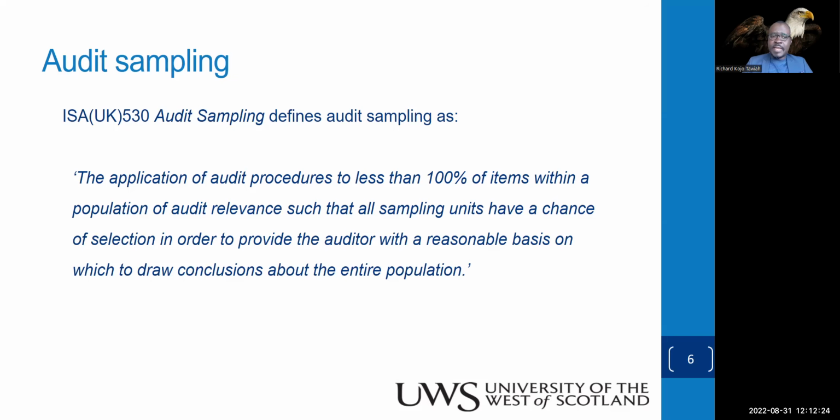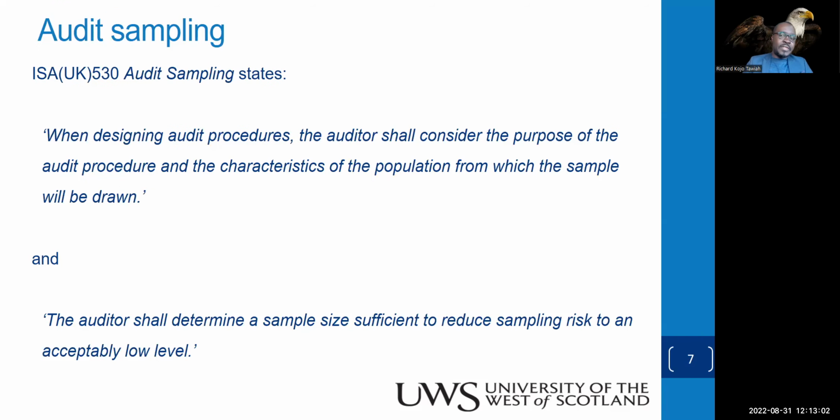ISA 530 defines audit sampling as applying audit procedures to less than 100% of the items in the population, just a few. But whenever we select and apply our audit procedures to the selection, we must make sure that every item selected actually had an equal chance of being selected, no bias, so that when we draw a conclusion, it reflects the real picture of the population. It should be representative of the population. So the definition is more of a random sampling one. We don't want to see any bias there.